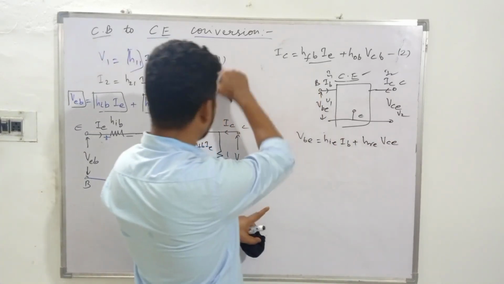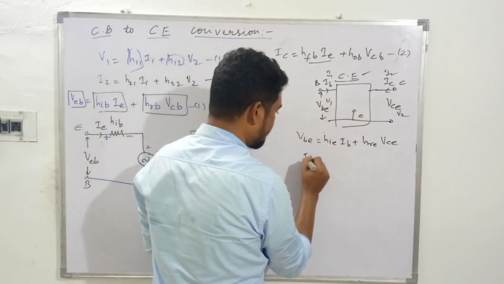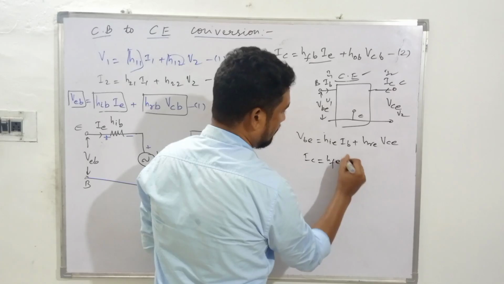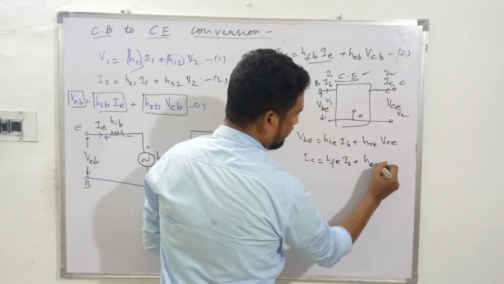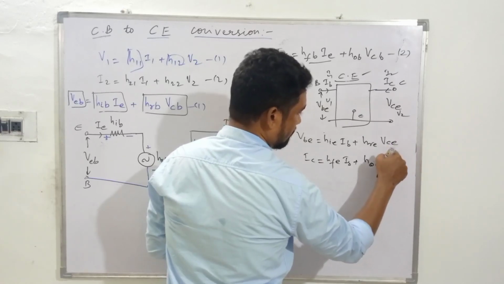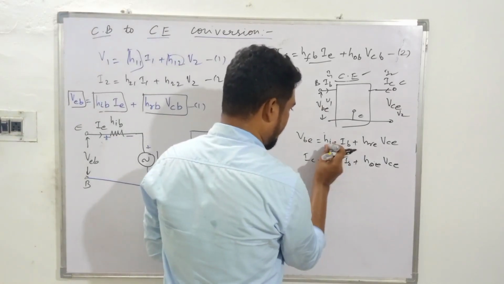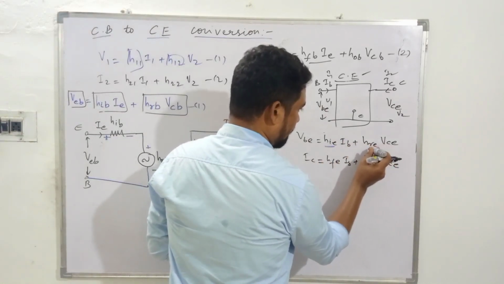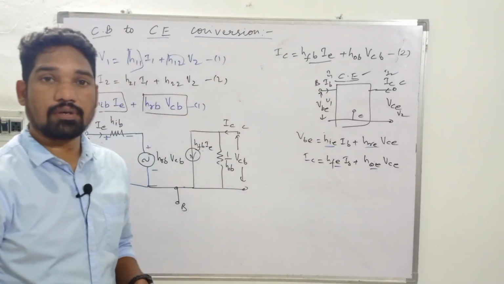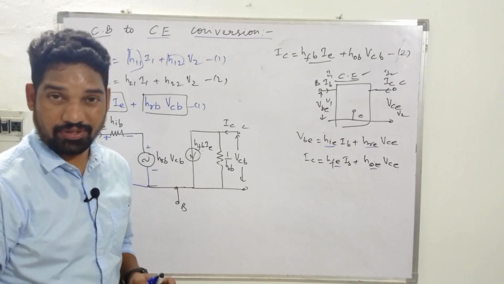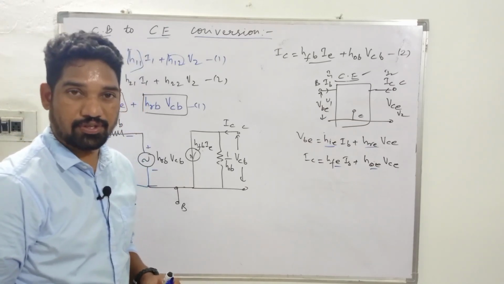And the second equation, the first one being on the input side, V in terms of voltage, and IC will be HFE IB plus HOE VCE. This will be equation 1 and this will be equation 2. And in order to evaluate these four hybrid parameters, we go for open circuit at the output and short circuit at the input. Open at the input side and short circuit at the output side.